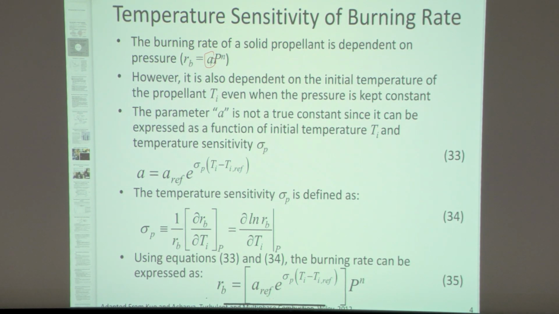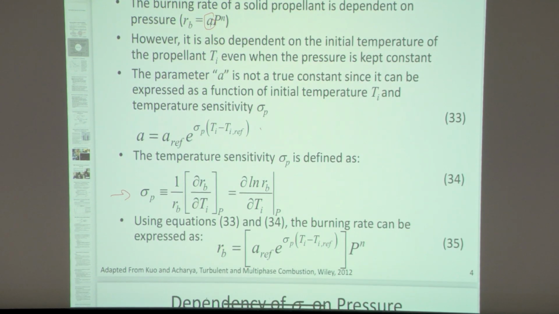Okay, and I can then define the temperature sensitivity as one over the burning rate times the change of the burning rate with regards to the change in the initial temperature at constant pressure. I can bring the burning rate into the differential in the form of the log, so I have d log R sub B over d T sub I at constant P. This is the general definition then of the temperature sensitivity of the burning rate.